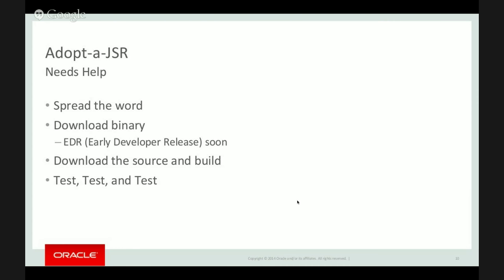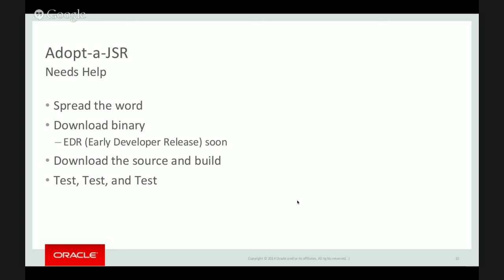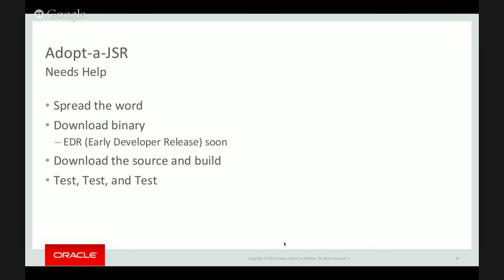Okay, all right. So I'm going to talk about what you could help with. The first thing is to tell people about this JSR, and how they can help as Java user group leaders. This is Slide 10: Adopt-a-JSR needs your help. So tell people about this JSR, ask people to use it, and to give feedback.